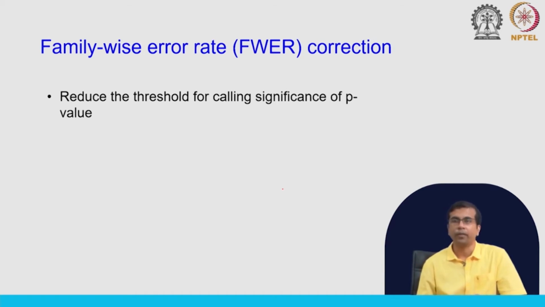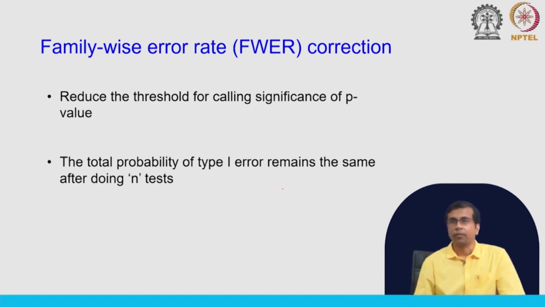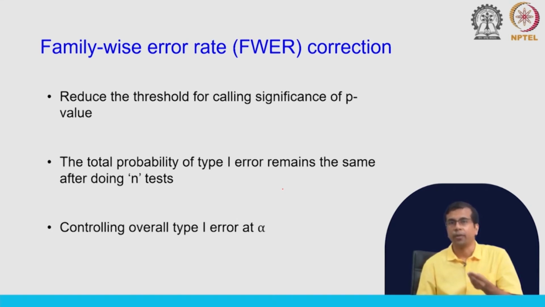And how do we actually do that? If you lower this threshold, that would mean we will again control the type 1 error rate. What happens is that the total probability of type 1 error remains the same after doing n tests if you reduce this threshold. So, that is the idea, that we want to keep this threshold low, so that we do not make this type 1 error. And what we are doing is controlling the overall type 1 error at alpha, which was 0.05 for a single test. For 1000 tests, we also want to keep this overall type 1 error at 0.05.